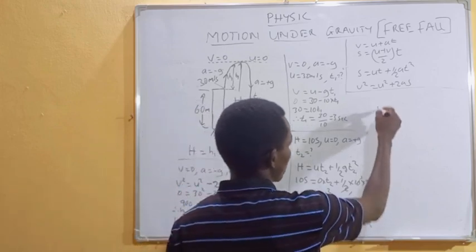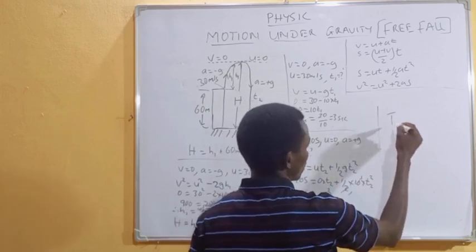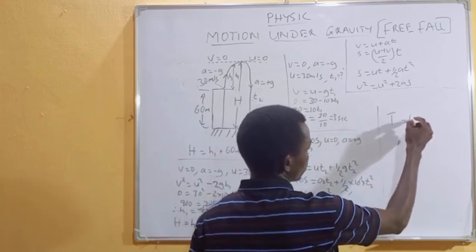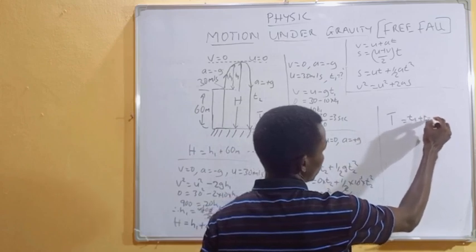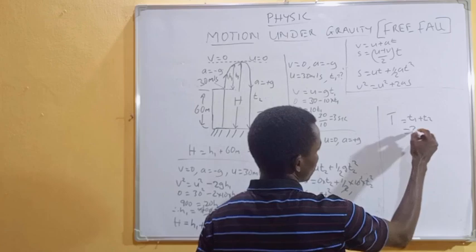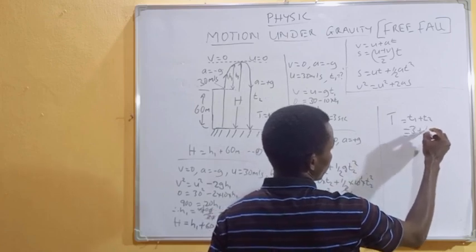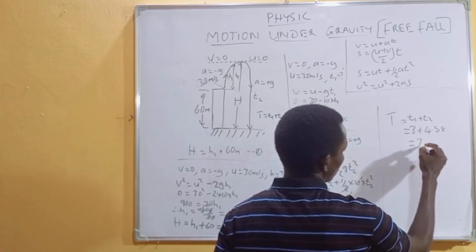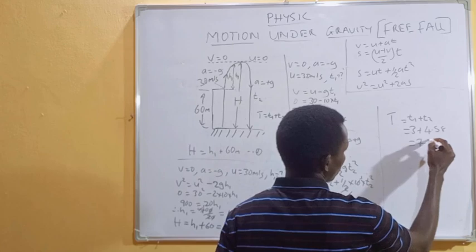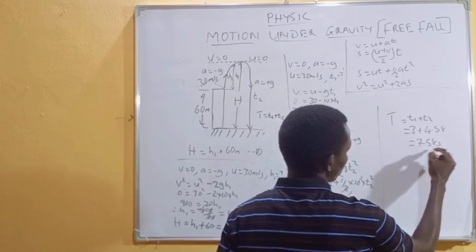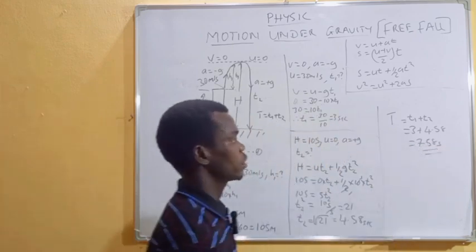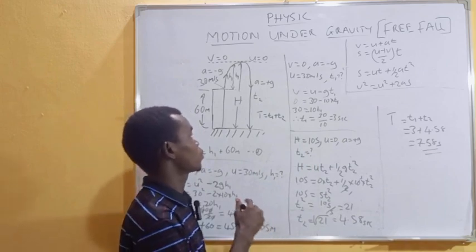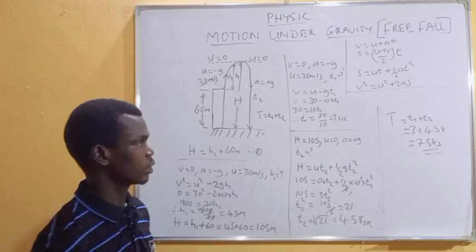Therefore, our total time is equal to T1 plus T2, which is 3 plus 4.58, which is 7.58 seconds. And that is our total time it took for the ball to return to the ground state.